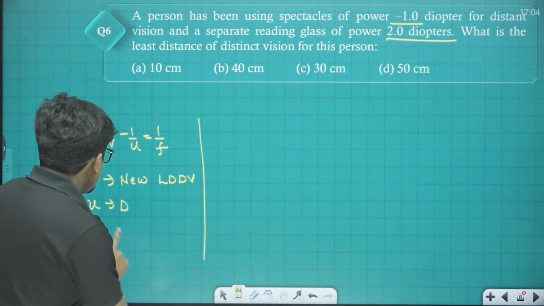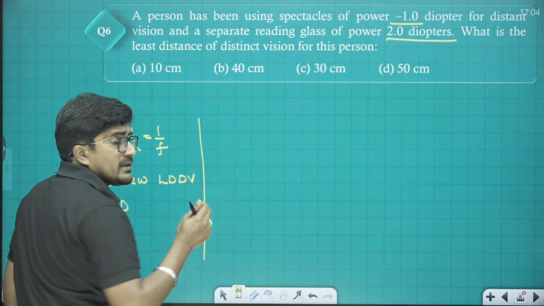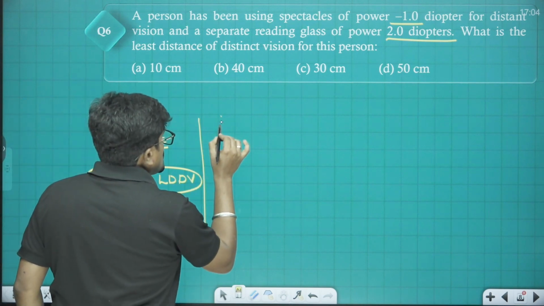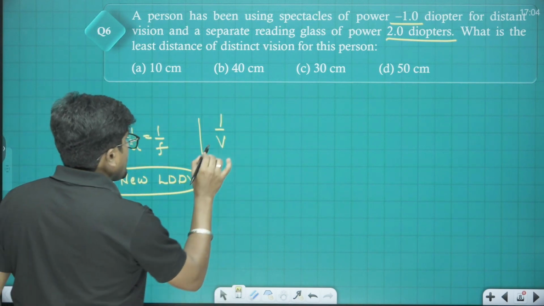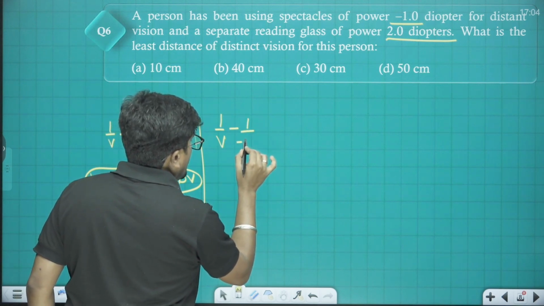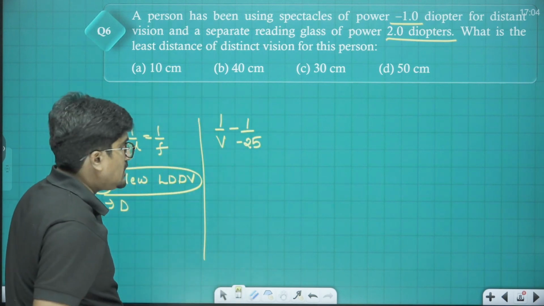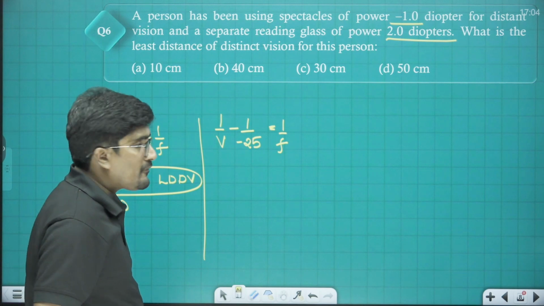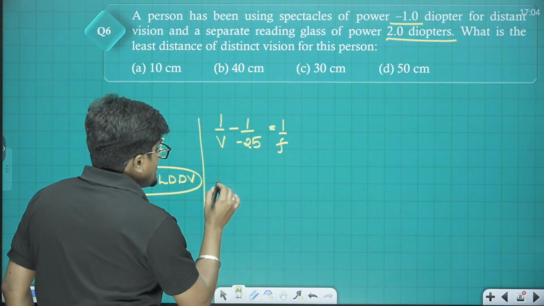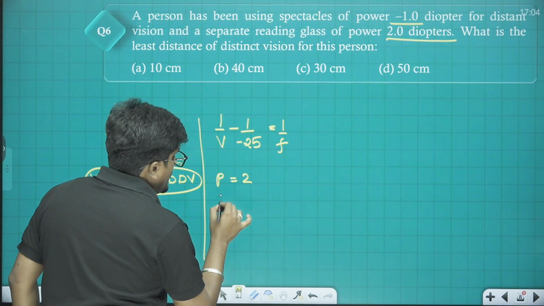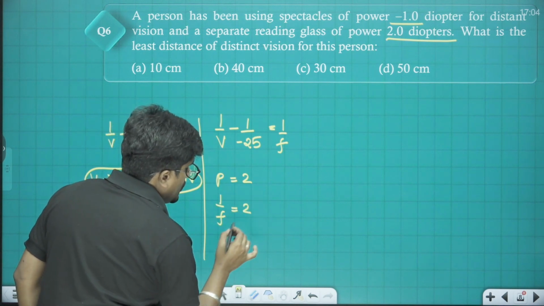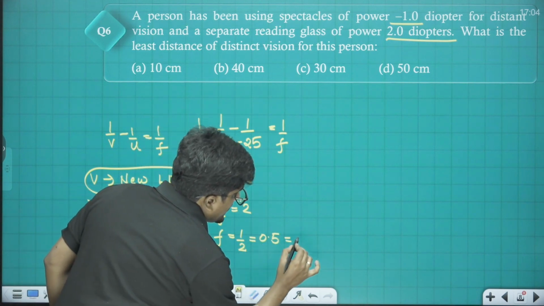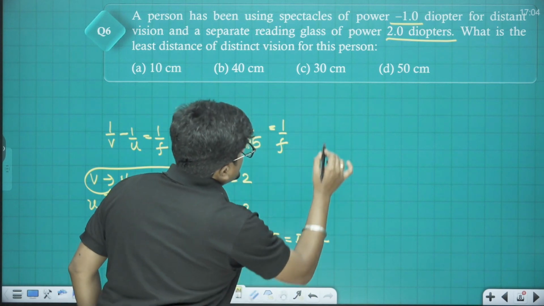Okay, so what do we need to get the value of? The new least distance of distinct vision. That means we need to get the value of V. So 1 by V minus 1 upon minus 25 centimeter needs to be equal to 1 by F. We don't know the value of F, but we know the power. Power is 2, and we know that 1 by F is equal to 2. That means F is equal to 1 by 2, that means 0.5, that is 50 centimeter.